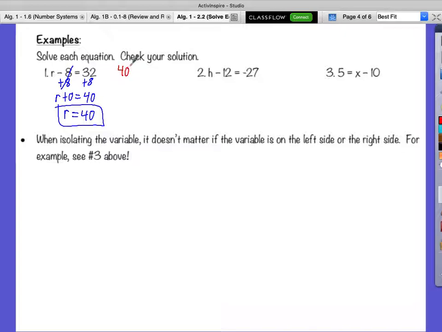So I take 40 and I put it in place of R. And I have 40 minus 8 equals 32. And we see, is this true? Now when I check my solution, I like to put a question mark above the equal sign because I'm saying, is it equal? I'm testing to see if it is. I'm checking. So I have to figure out, is this equal?